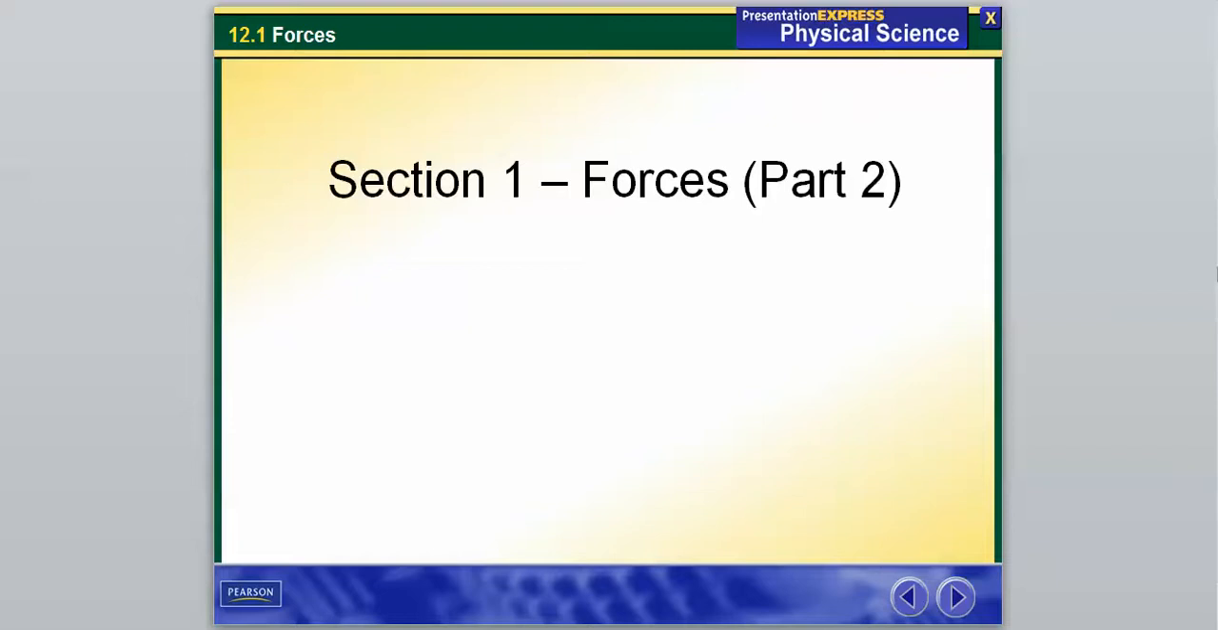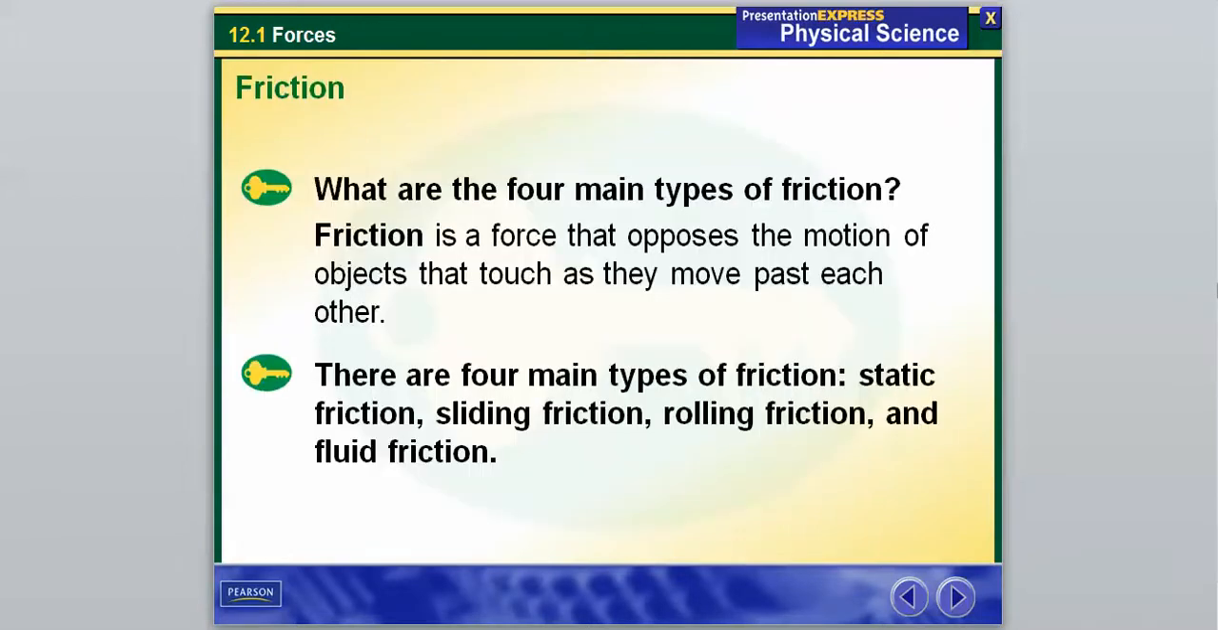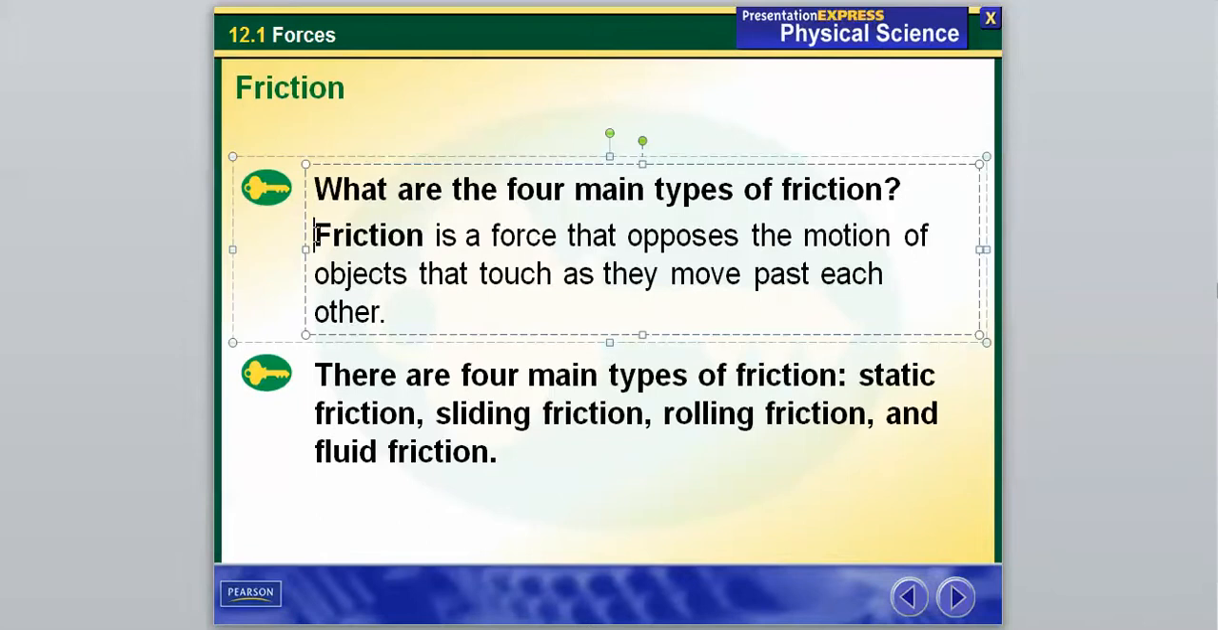So we're going to actually today take a look at a specific force, and that force is what is known as friction. And hopefully you guys have heard of friction before, but to go ahead and give us a nice definition, I'd definitely write this down. Friction is a force that opposes the motion of objects that touch as they move past each other.